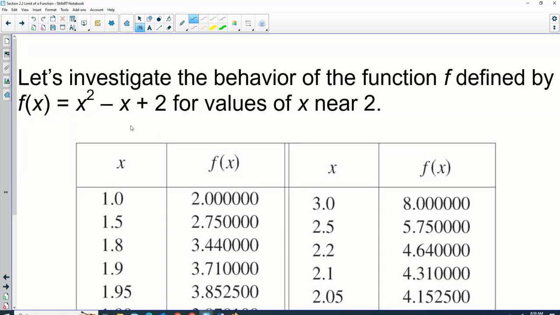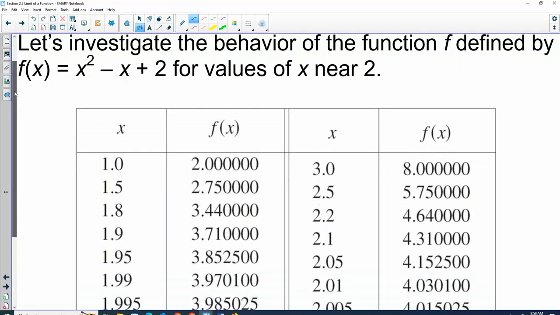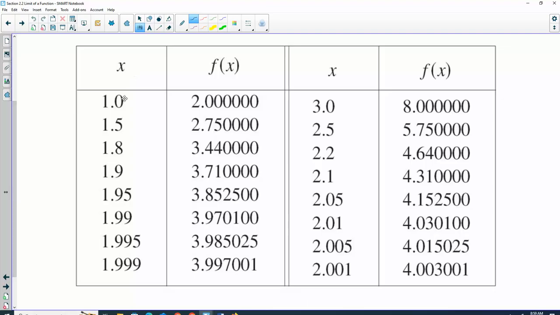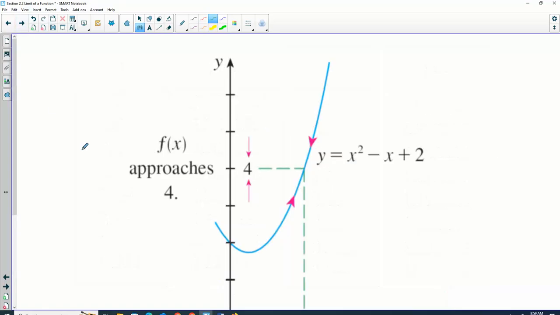So first I just showed you a table. If I wanted to know what the function x squared minus x plus 2 is approaching when x is near 2, then you would have to make your table from both sides. So I put a lot of x's on here getting closer to 2, and we can see our y's are getting close to 4. Here we're getting closer to 2 from the right hand side, and these are getting closer to 4. On the graph, we can see this is the actual function. It's a parabola. So if you're traveling along this parabola, as your x is getting close to 2, we can see our y is getting close to 4.